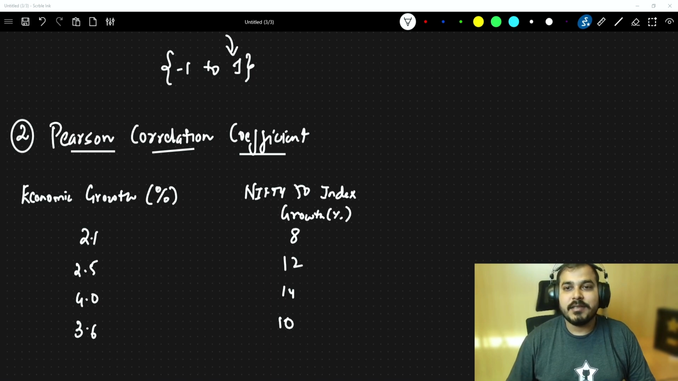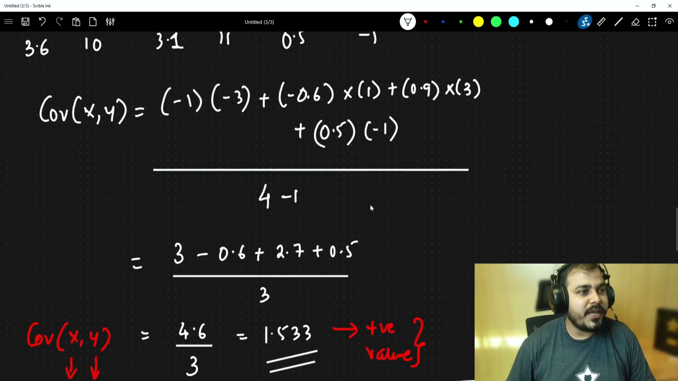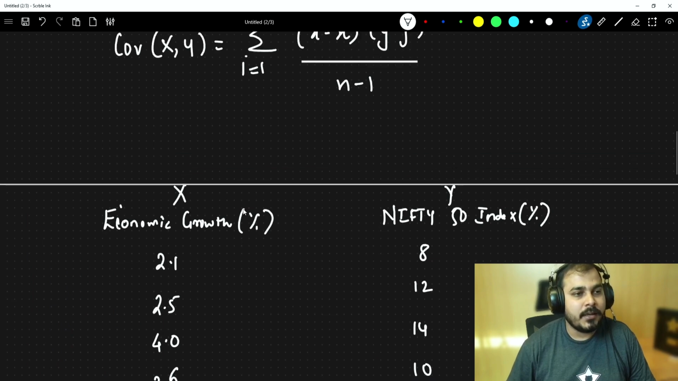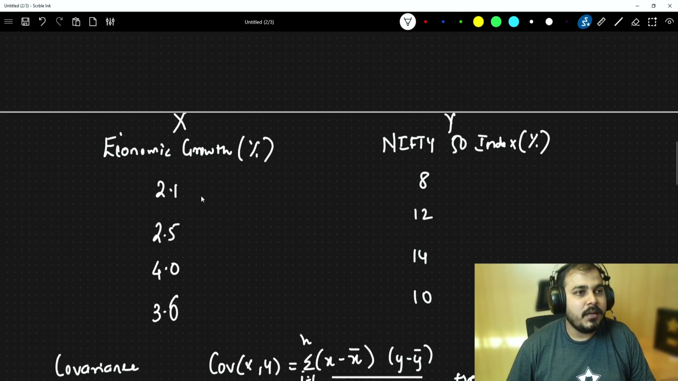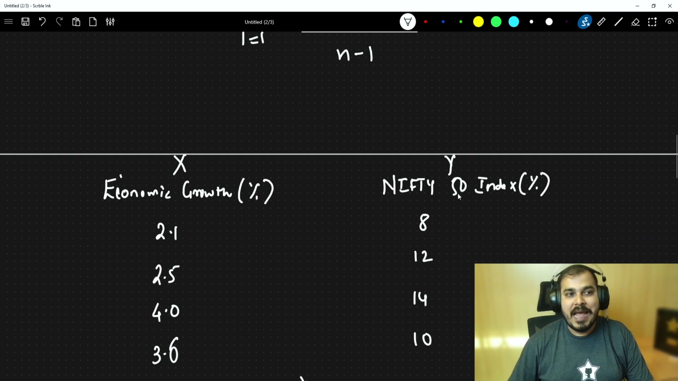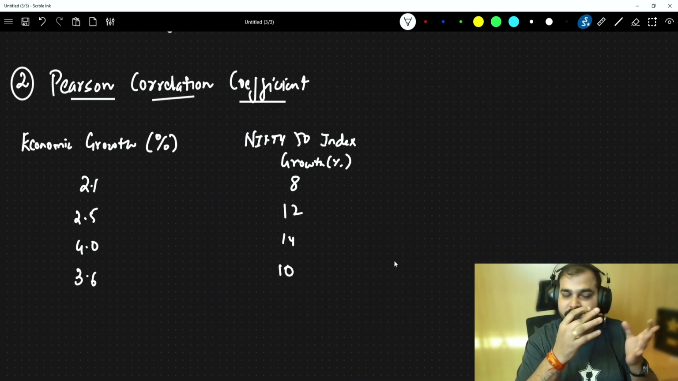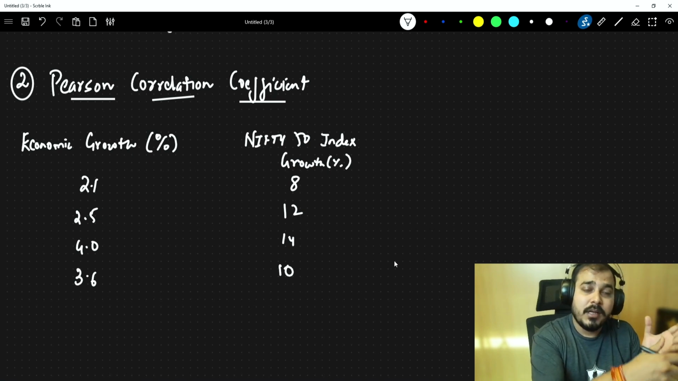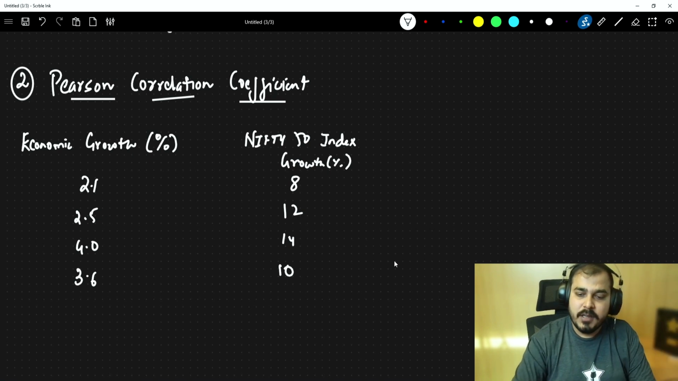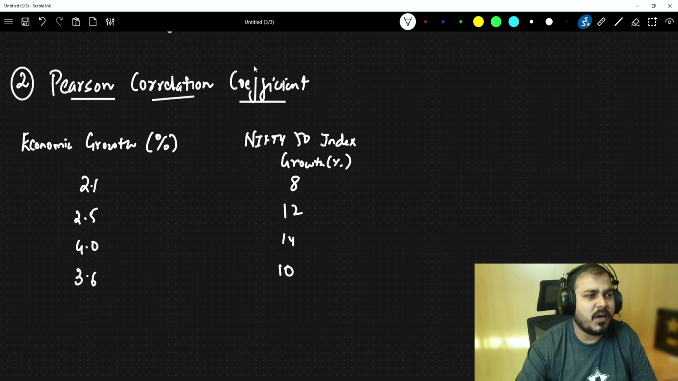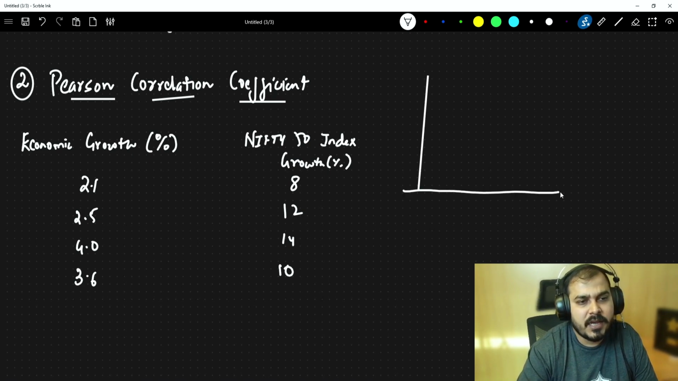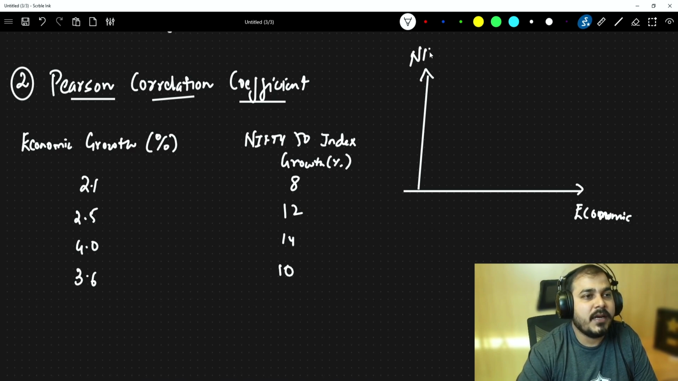So guys, let's go ahead and discuss the Pearson correlation coefficient. We are going to take the same example that we have taken in the covariance example, that is, economic growth and Nifty 50 index growth, right? Just before we start to find out the Pearson correlation coefficient, let's plot some kind of charts. So suppose this is my economic growth, and this is my Nifty 50 index growth.